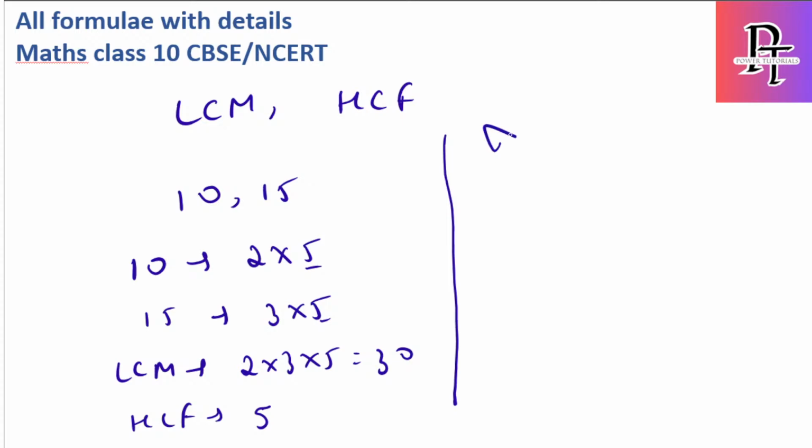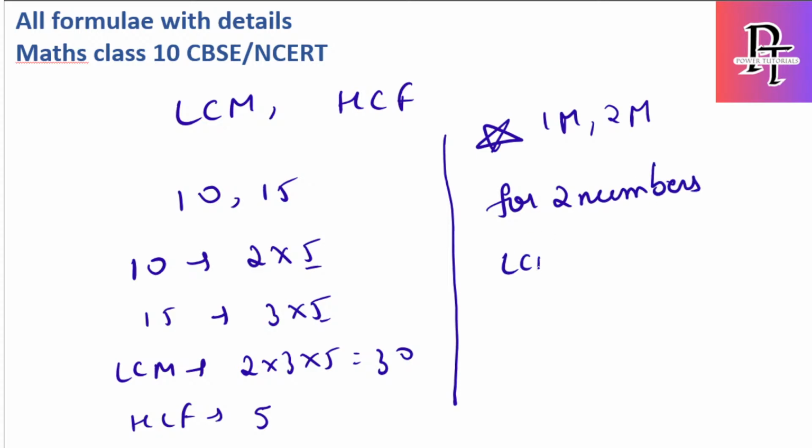Okay, so why have I taken only two numbers? Because there is one important condition, most important for 1 mark as well as 2 marks questions. The concept is for two numbers. Always remember, only for two numbers, LCM into HCF is equal to the product of the numbers. This is very important. It will definitely come for MCQ or at least for short answer questions as well.